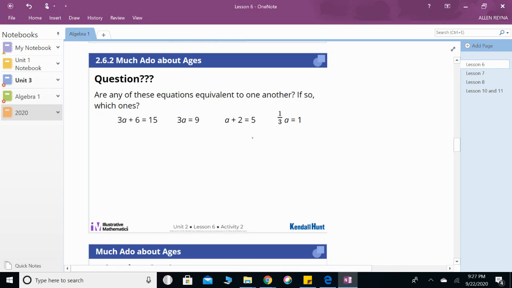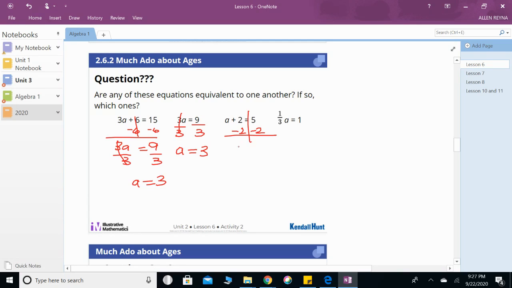So I'm going to try to solve for a, see what we get. So subtract 6 on both sides. We get 3a equals 9. Oh, wait a minute. Look, this one's already equal to that one. I'm going to keep going. Divide by 3. a equals 3. Okay. Spoilers, this one's going to be the same. We already know that. We saw they look the same. a equals 3. Cool. Ooh, subtract 2.